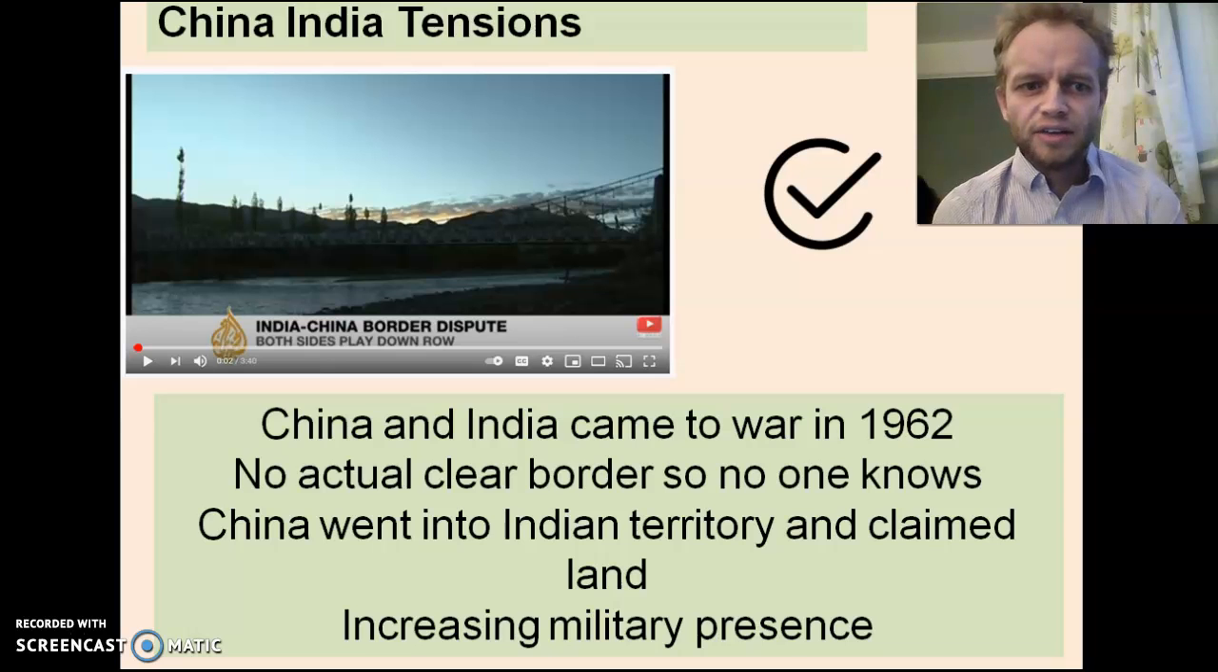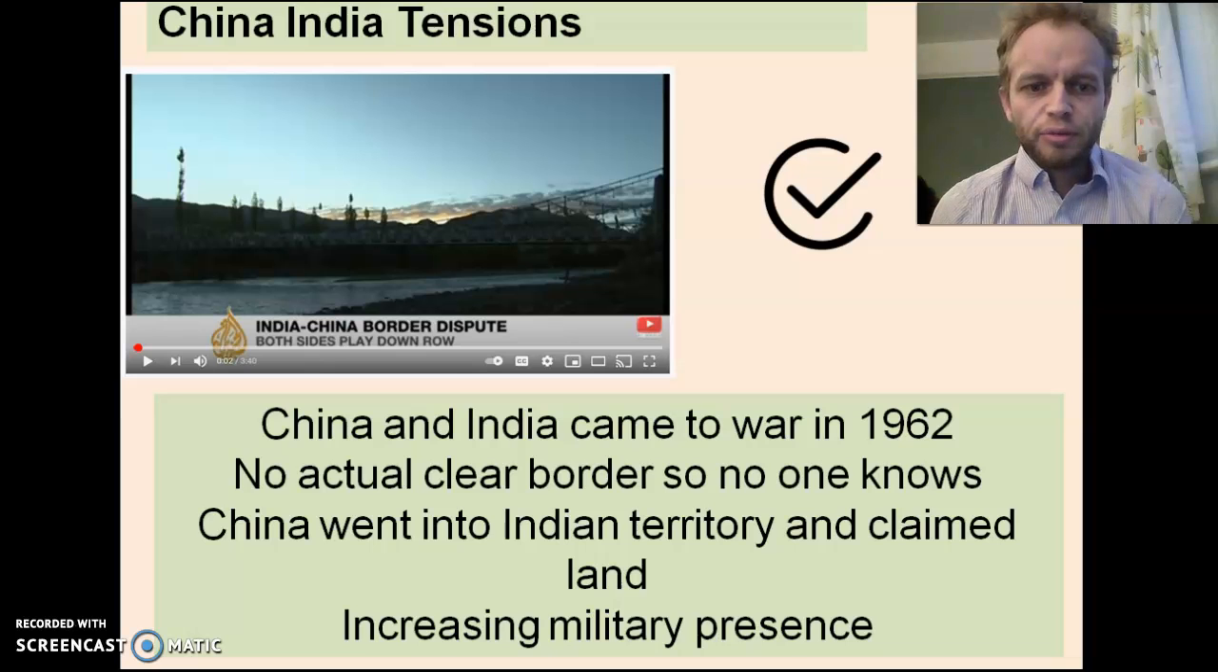No one has actually said on this line of latitude or this longitude, this is the border between India and China. So it's kind of an agreed line, and people don't actually know where that border lies. So that creates some tension. Are these parts India? Are these parts China? No one's too sure.